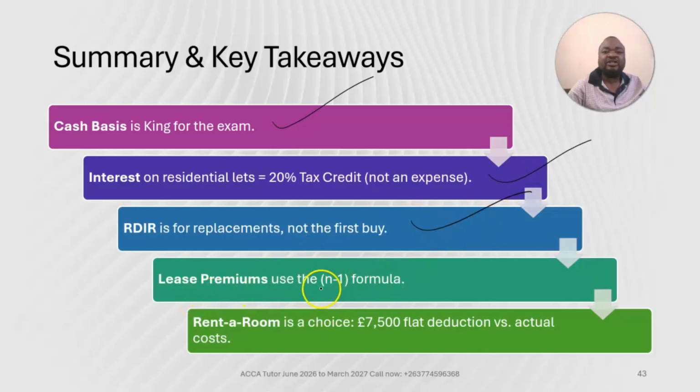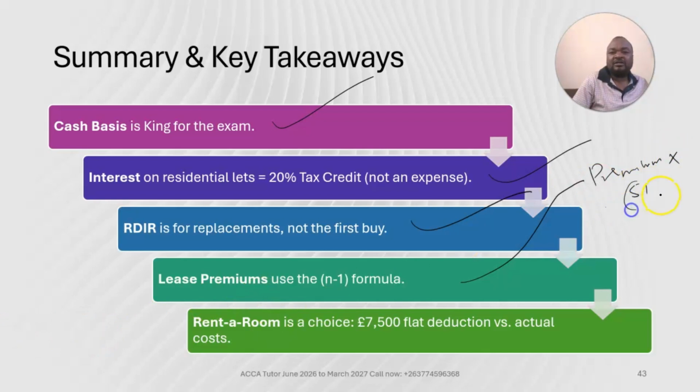Lease premiums, you need to use the simplified formula, where we said premium multiplied by (51 minus n) over 50. That's the easiest formula, isn't it? Yeah, that's the easiest formula.